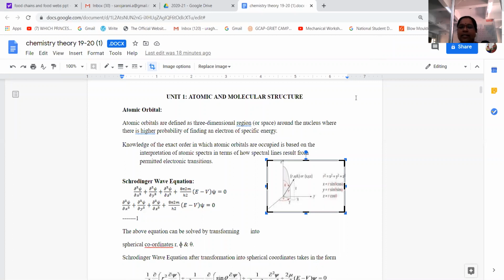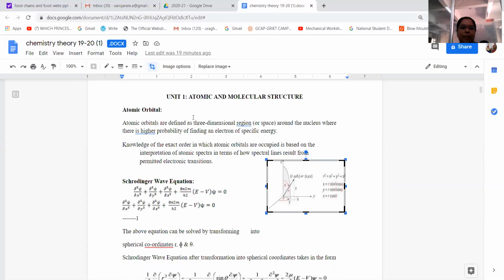This is Unit 1 Chemistry, as a part of your curriculum, which carries 4 credits and is simply called Chemistry. Chemistry has 5 units. The first unit is atomic and molecular structure.